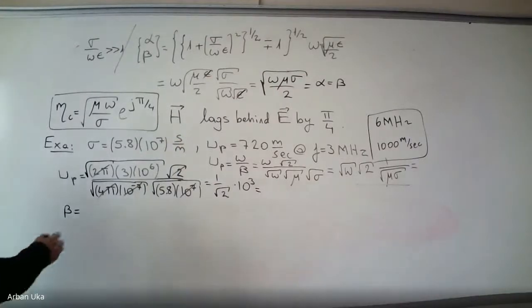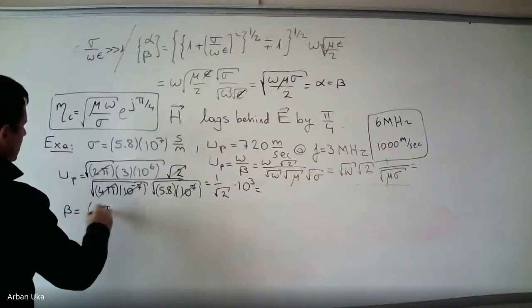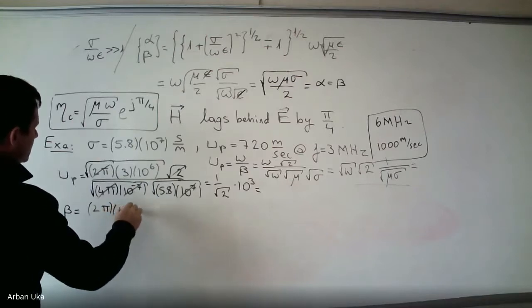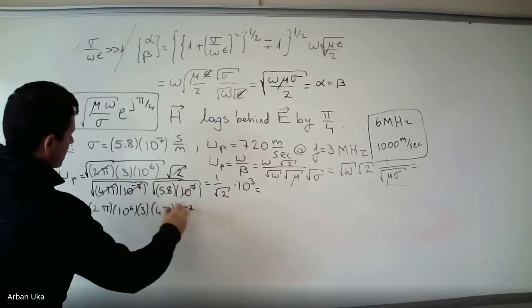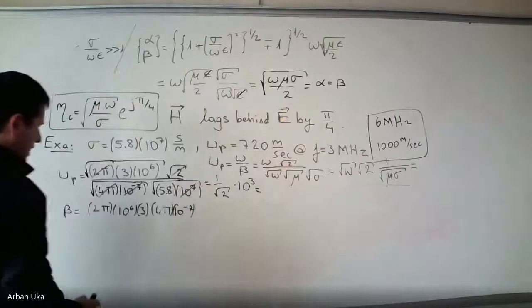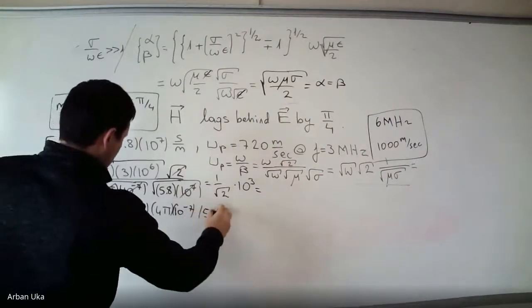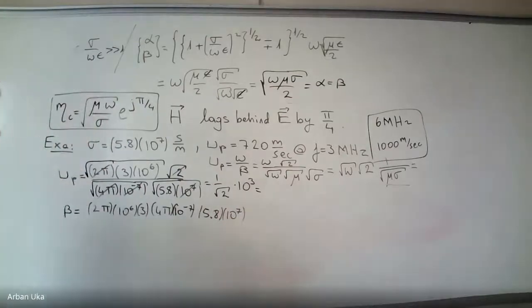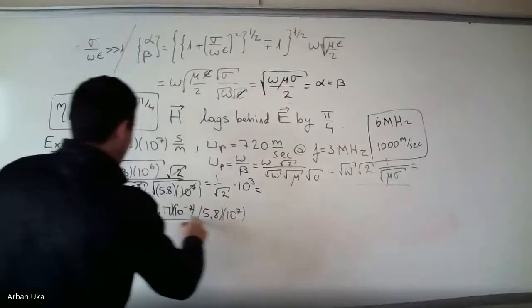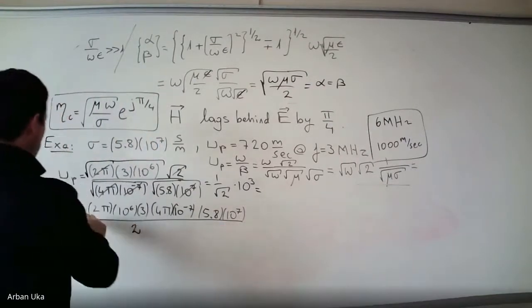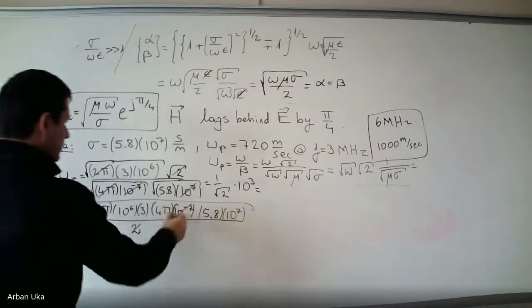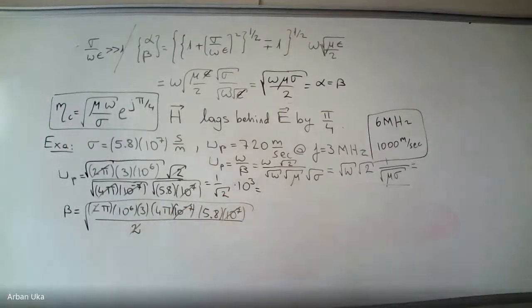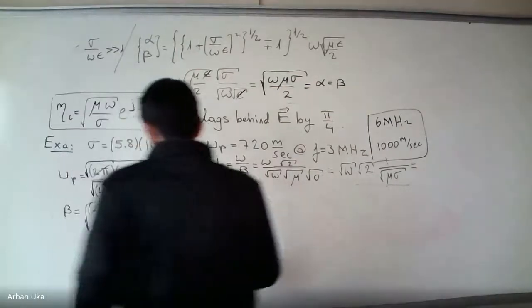Here we get another number, which we can get from this expression. So if you continue again, beta is equal to 2 pi times 10 to the power 6 times 3 times 4 pi times 10 to the power minus 7, times 5.8 times 10 to the power 7. This is a huge conductivity. This is copper, which we use often in electronic circuits. We divide here by 2. This whole term is squared, so 2 is gone, and then we have 10 to the power minus 7 with 10 to the power plus 7.